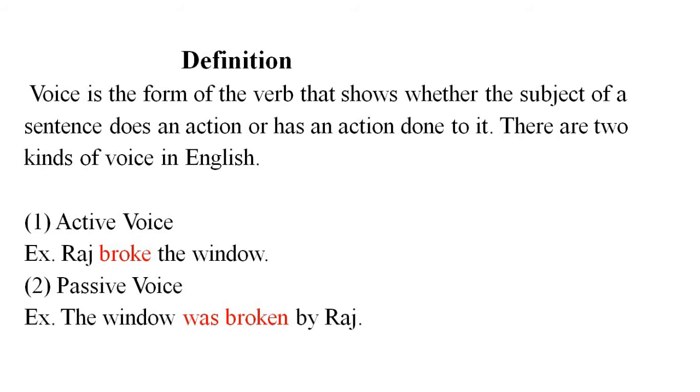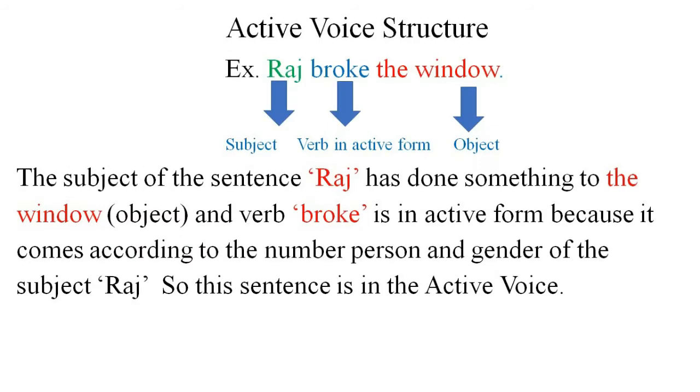Dear student, as you have seen here, definition and examples. Let's study in detail one by one. Active voice structure. Dear student, observe these examples here. Raj is subject, broke is verb in active form, the window is object of the sentence. The subject of the sentence Raj has done something to the window, that is object, and the verb broke is in active form because it comes according to the number, person, and gender of the subject Raj. So this sentence is in active voice.